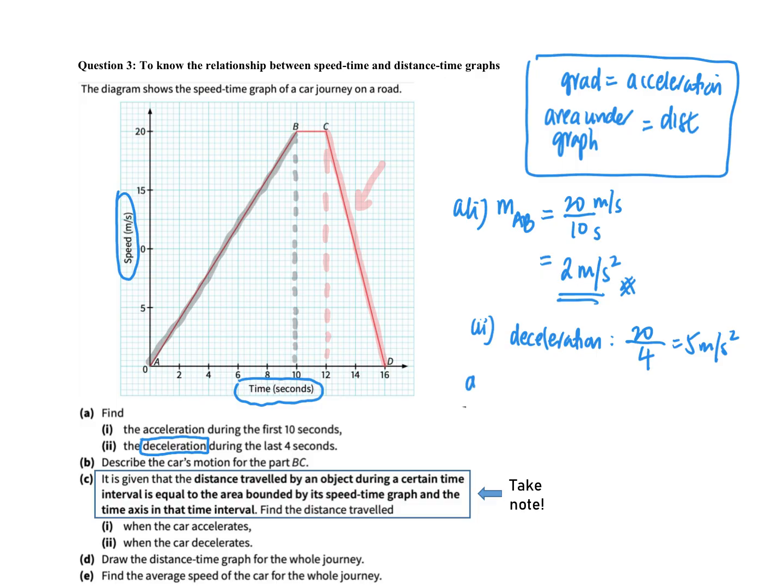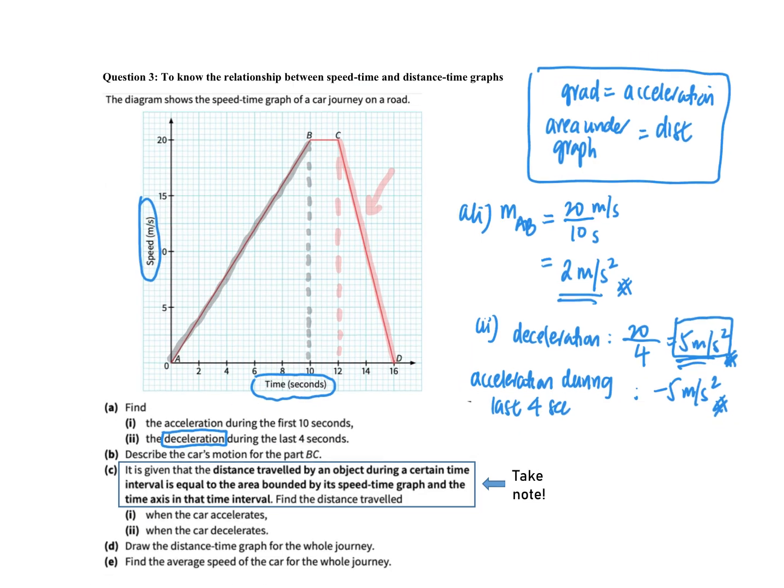However, if I change the question, what is the acceleration during the last 4 seconds? Then you give me negative. Okay? So you take note. If the question already specifies that they know that it's going downward, you just give me the actual value will do. Don't need to give me the negative one. Then you'll be marked wrong. So deceleration must be the positive one.